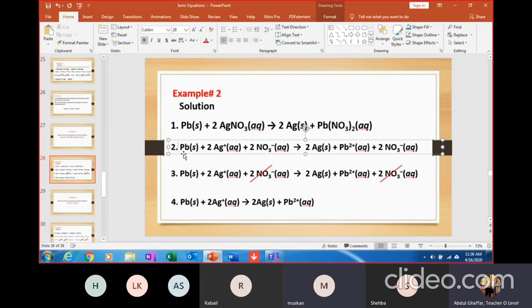Since silver nitrate was an aqueous salt, it was broken down into silver and nitrate ions. Silver was displaced by the lead, and then silver was written as a solid, and lead nitrate was written in its ionic form. Okay, good one. The third step will be explained by Ali.